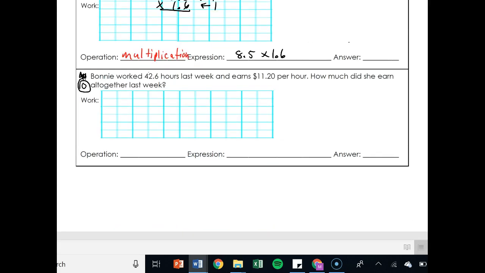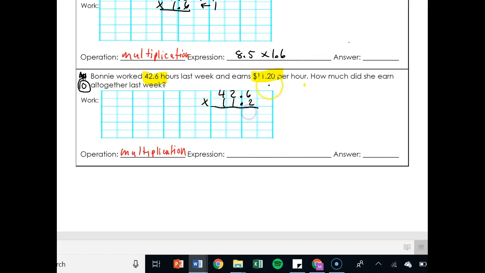And number 10, it says Bonnie worked 42.6 hours last week and earns 11.20 per hour. So if I worked 1 hour, I'd get 11.20. If I worked a second hour, I get another 11.20. A third hour, another 11.20. So I worked 42.6 hours. So to figure that out, again, I'm using multiplication. No division on this, huh? Oh well, it will be on your quiz tomorrow though. All right, I will help set it up for you. So that looks like this: 42.6 times 11.20. I don't have to put the 0. I could just say 11.2.